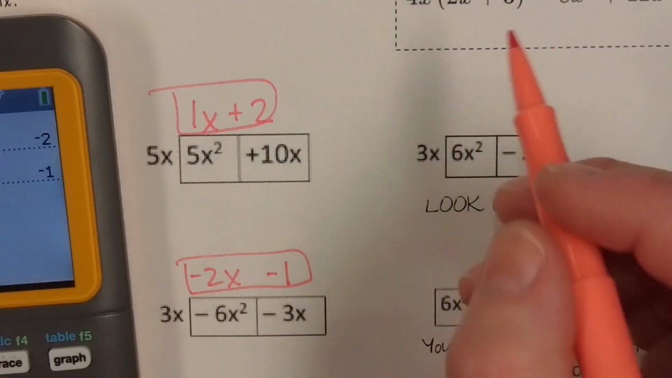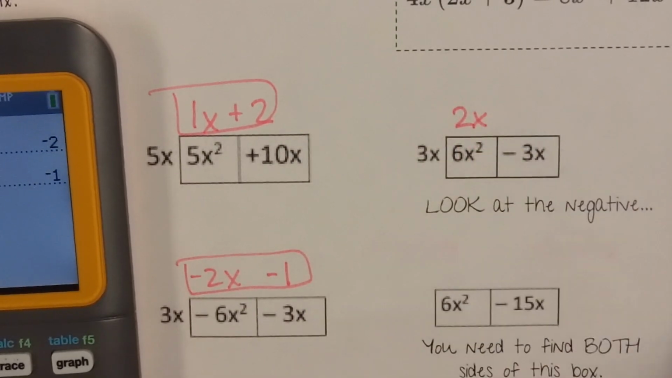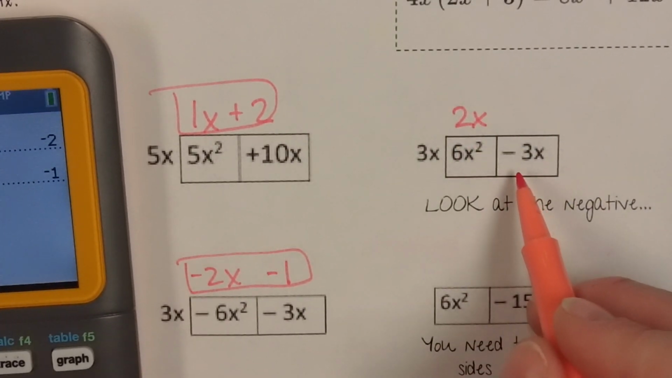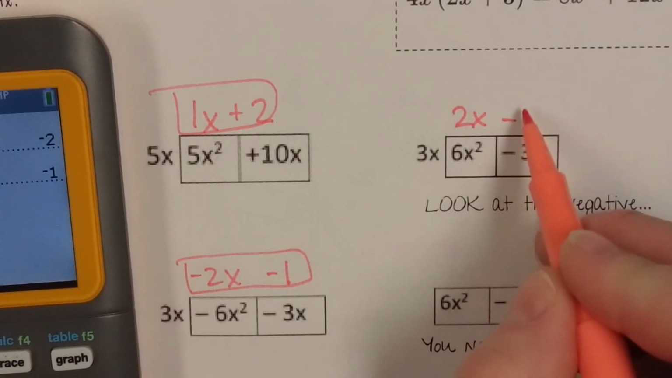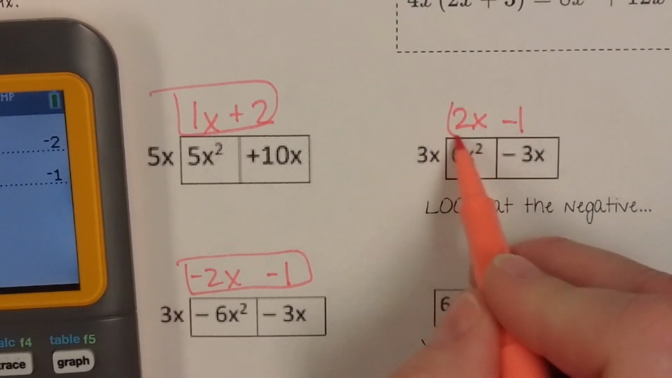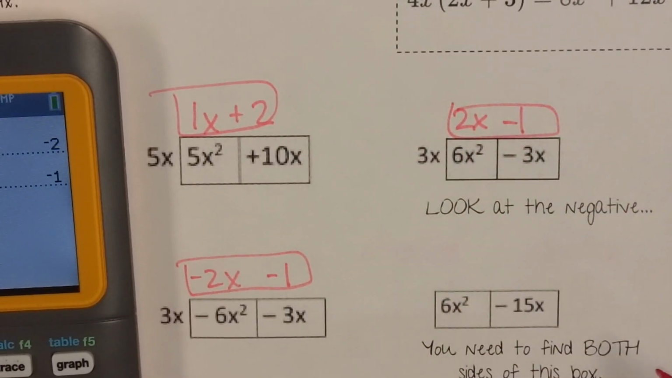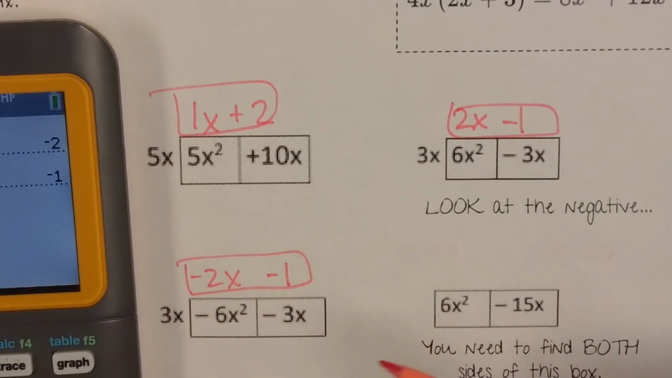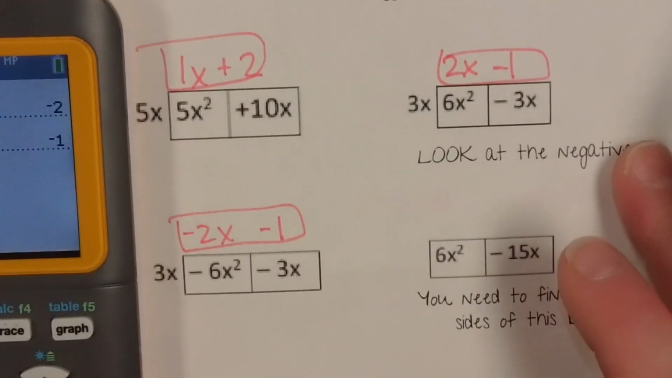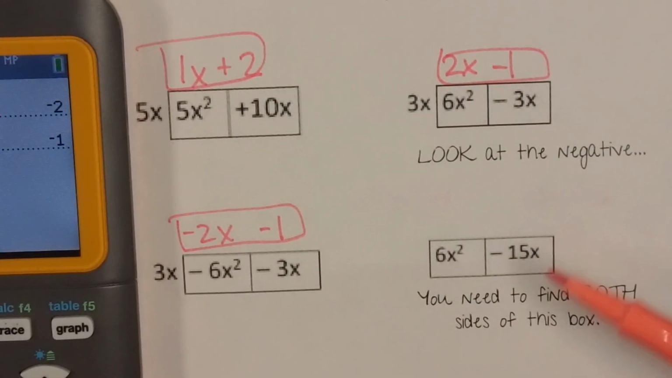6 divided by 3 is 2, and we put our x. And negative 3 divided by 3 is negative 1, and we already have our x out there. Okay, this one is almost exactly the same as this one. We just had a negative out in front of the 6. There's the difference. All right, this one, it says you will need to find both sides of this box.